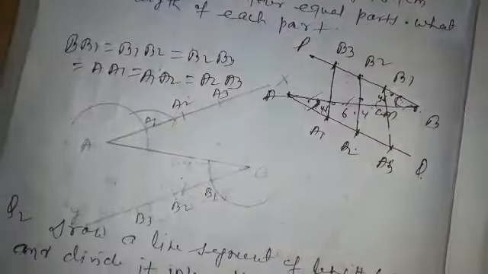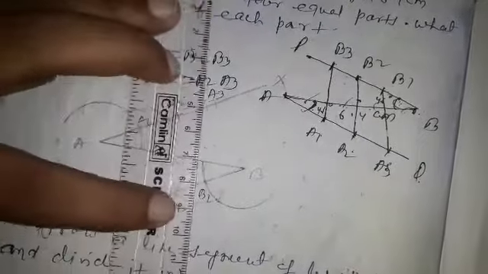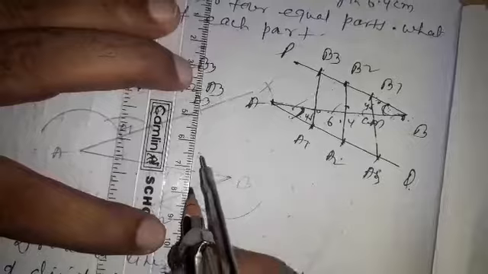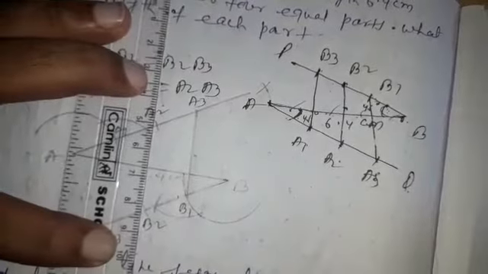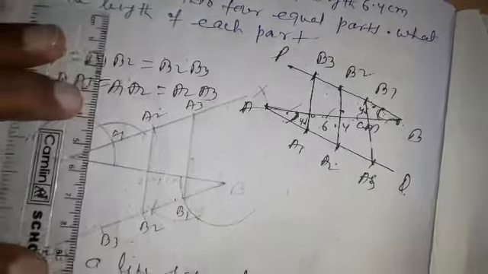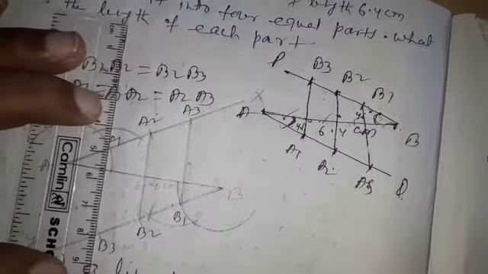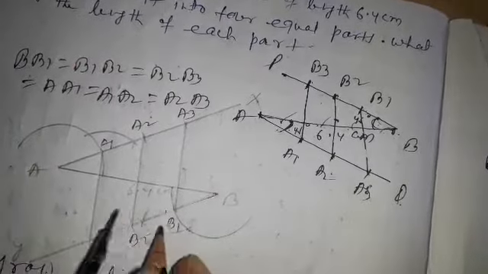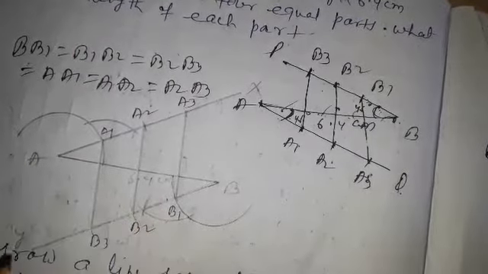Now join A3 to B1, A2 to B2 and A1 to B3. Now this line is divided into 3 equal parts.